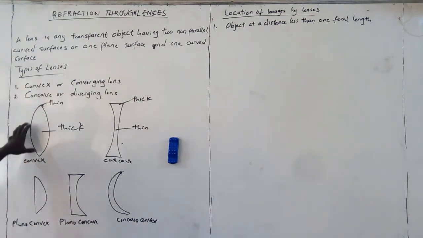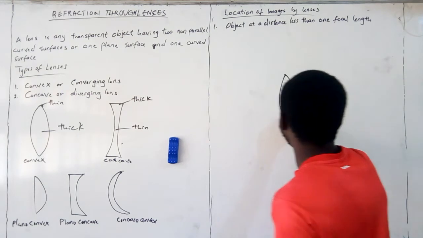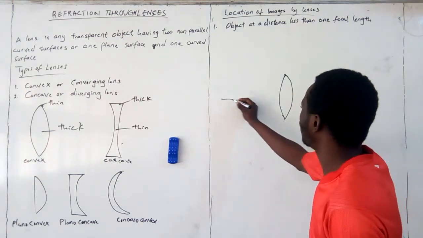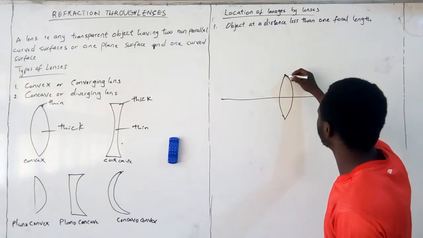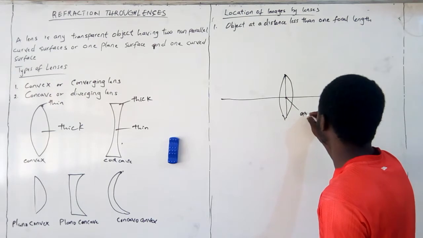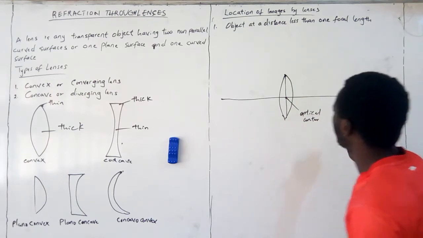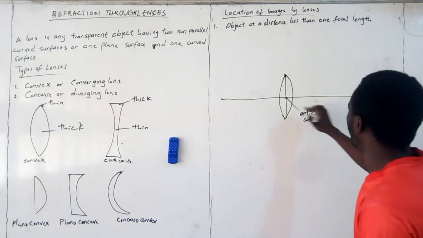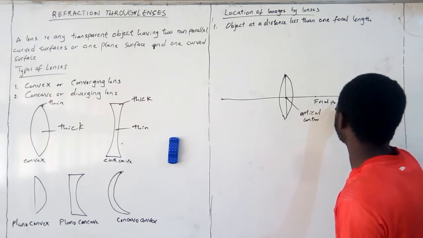Now we said this is a convex or converging lens. So that means any rays of light passing through it, if you have the lens this way, then we have what we call the principal axis. This line is the principal axis. Then this center here is called the optical center. Then a distance from the optical center to this is the focal point.